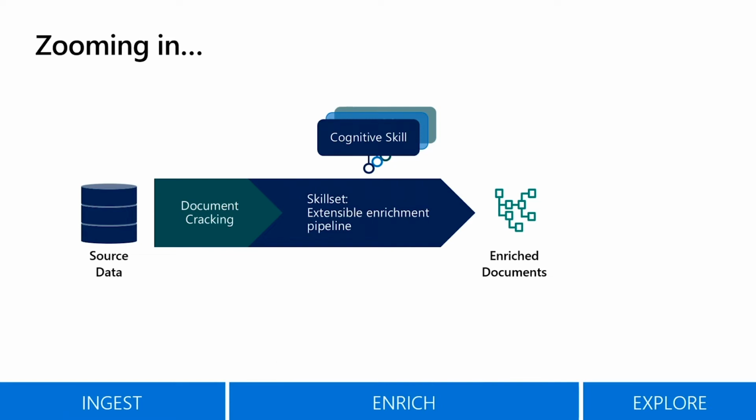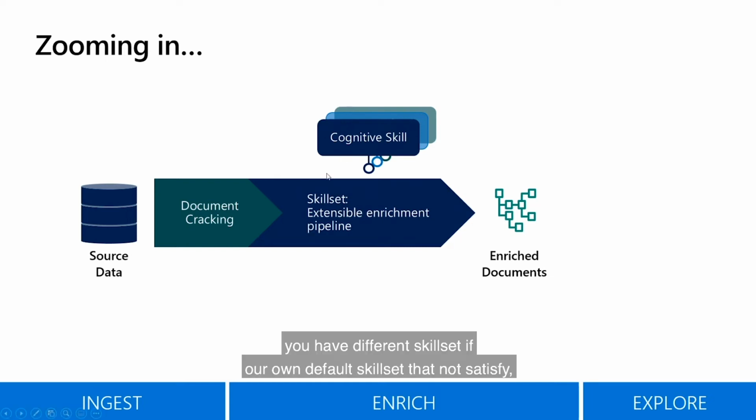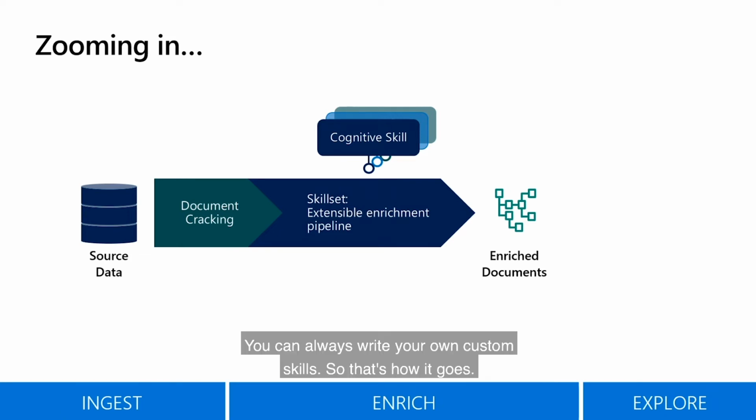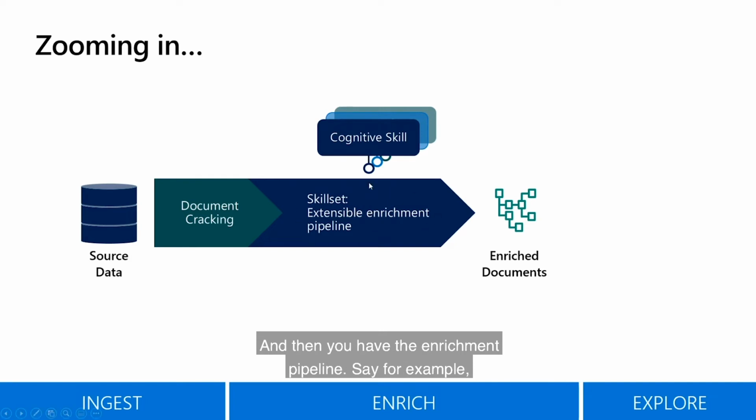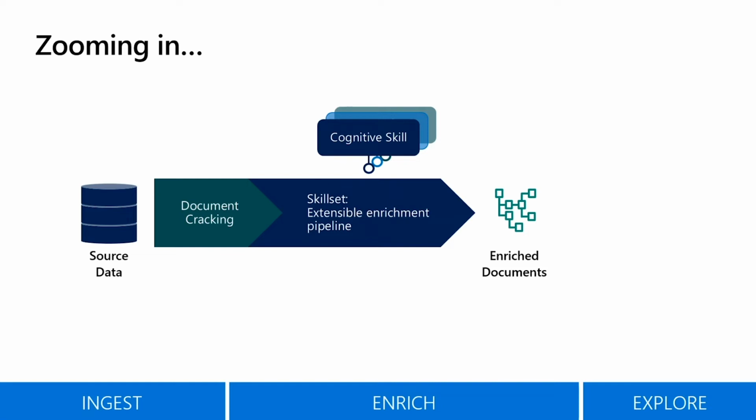And OCR is common nowadays, right? So you have different skill sets. If you're not satisfied with the default skill set, you can always write your own custom skills. So that's how it goes. And then you have the enrichment pipeline. Say, for example, every morning you want to define an indexer to update all the index on which you enrich the document. That's possible as well with our Azure Cognitive Search.